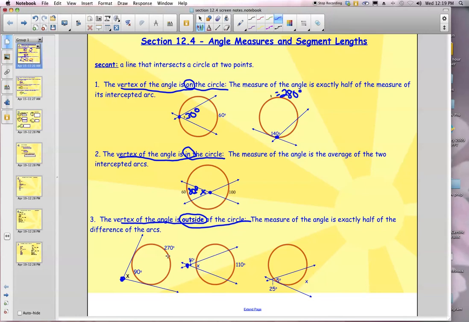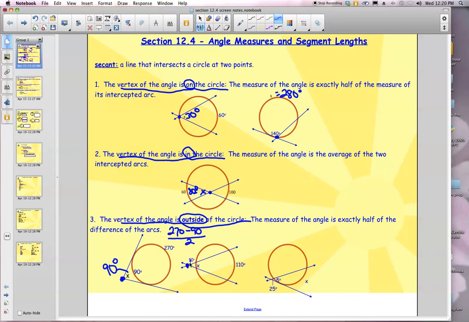So this one goes like this. You'd take 270 minus 90, which gives us 180. And then you would divide that by 2, and half of 180 is 90. So our X angle here would be 90 degrees. We'd take 270 minus 90, which is 180, and then we'd take half of it.